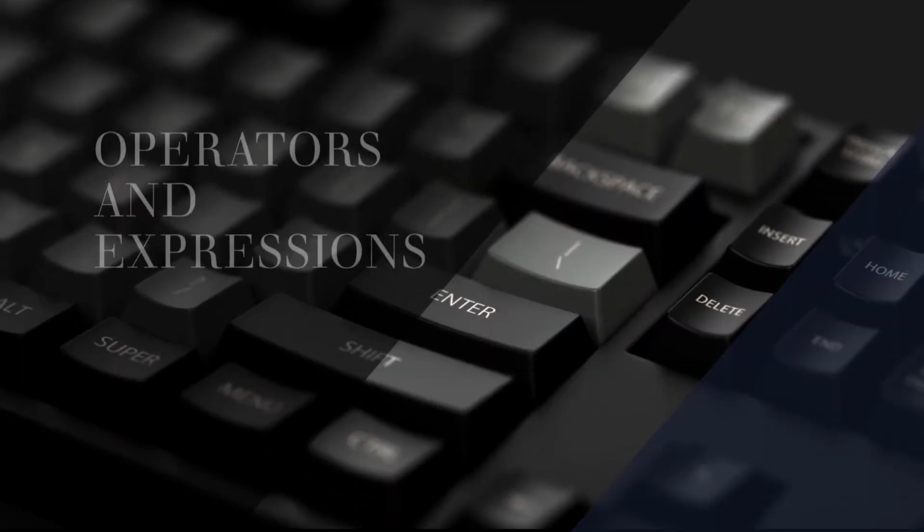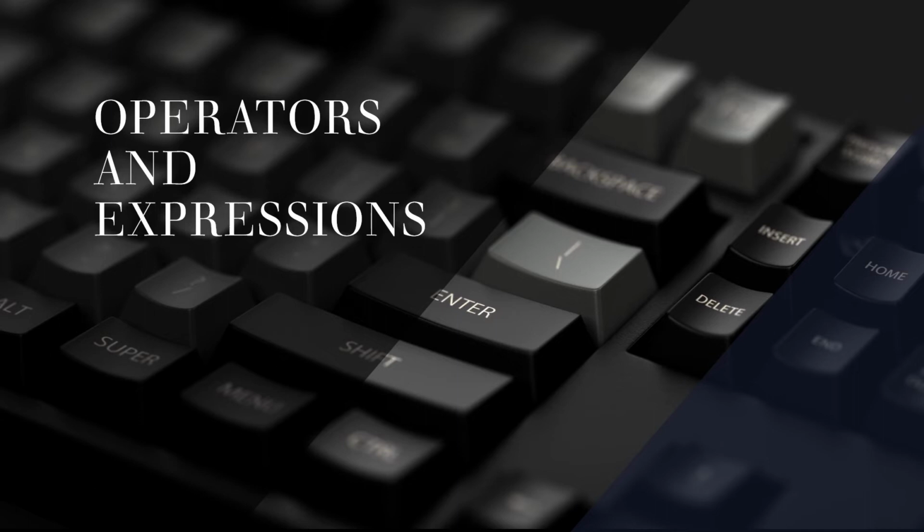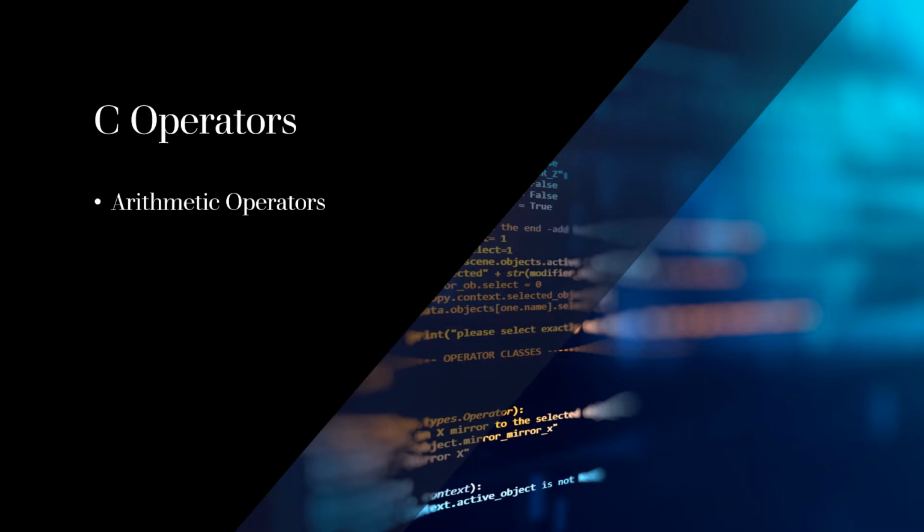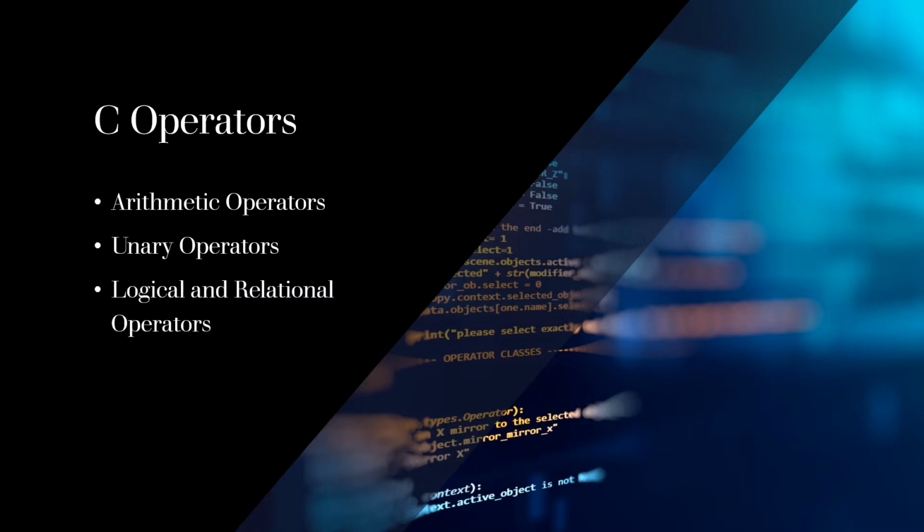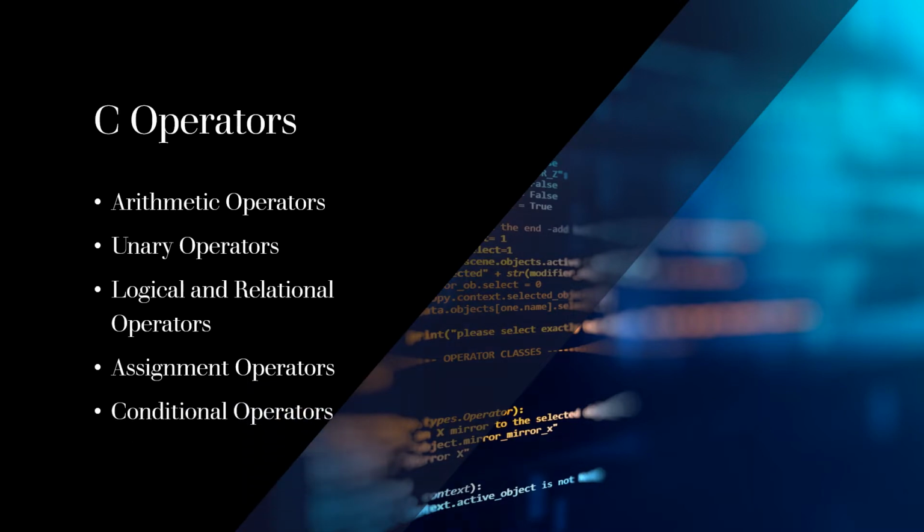Hello learners. In this session, we are going to learn about operators and expressions. So, let's start with C operators. C operators are of following types: arithmetic operators, unary operators, logical and relational operators, assignment operators, and conditional operators.